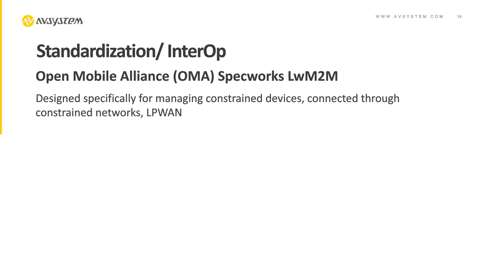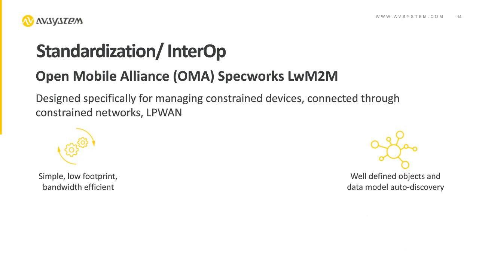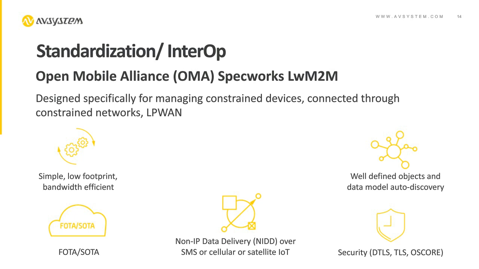So what does Lightweight M2M do? It's simple, with low footprint and low bandwidth consumption. It provides well-defined objects, and you can also discover the data models consistently. And it comes with state-of-the-art security mechanisms. It performs firmware updates over the air or software updates over the air on a massive scale. And it applies to cellular or satellite or the other low-power networks, as I mentioned already, for both IP or non-IP data delivery.